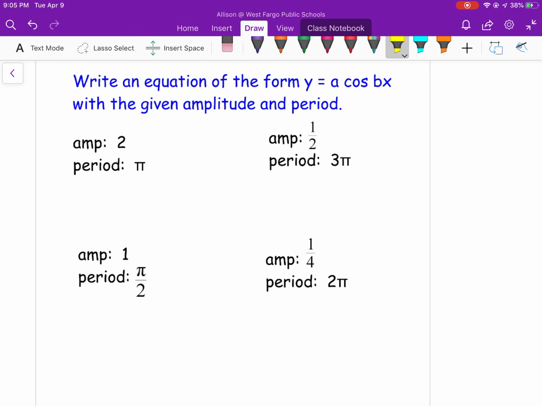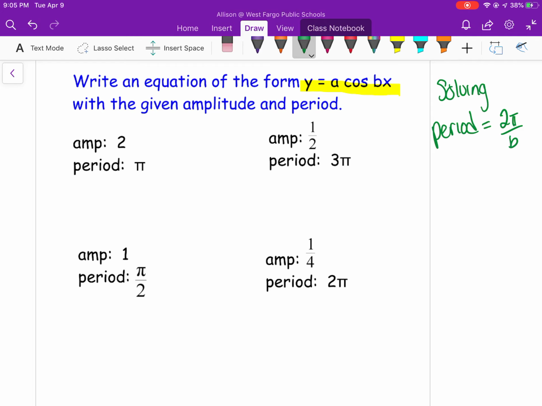So let's write the equation. y equals a cosine of bx. The hardest part of writing the equation is solving for b. So you need to take your period, whatever is given as the period, and set it to 2 pi divided by b, and then solve for b. And you can either multiply both sides by b and then divide, or set up a ratio and cross multiply.